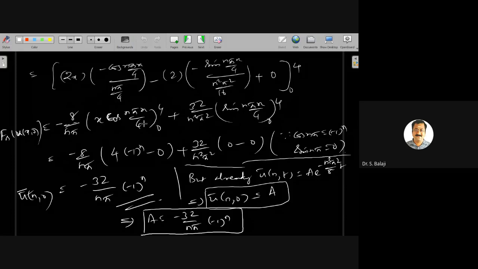Minus 8 by n pi. Substitute the limits here and apply 4 here. This 4 and 4 get cancelled for x, and cos n pi is minus 1 all power n. Here 4 into minus 1 all power n, and apply 0 into something, 0. Plus 32 by n square pi square, and apply 4 here, the 4 will cancel. Sin n pi is 0, sin 0.